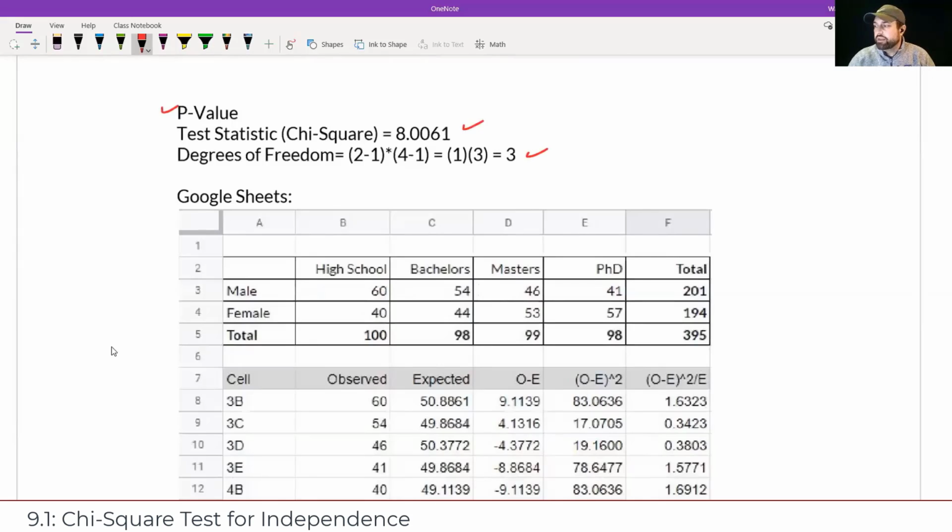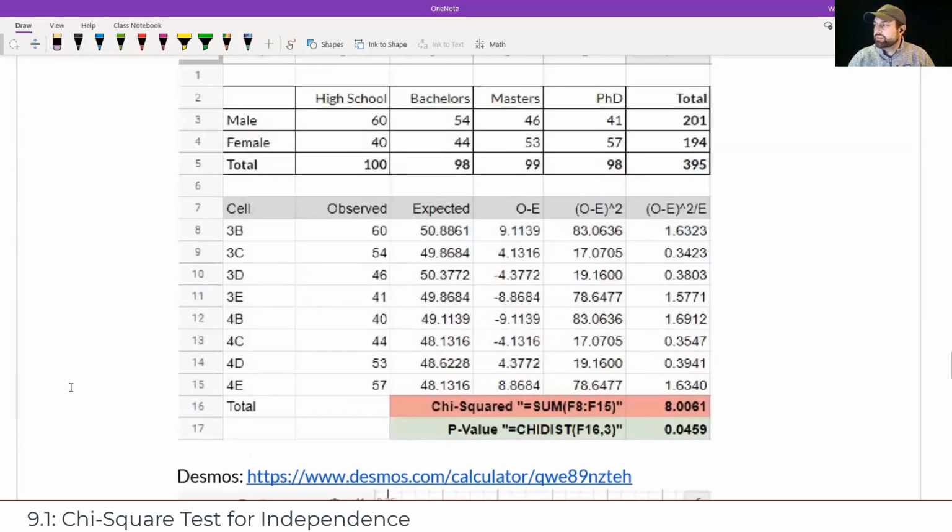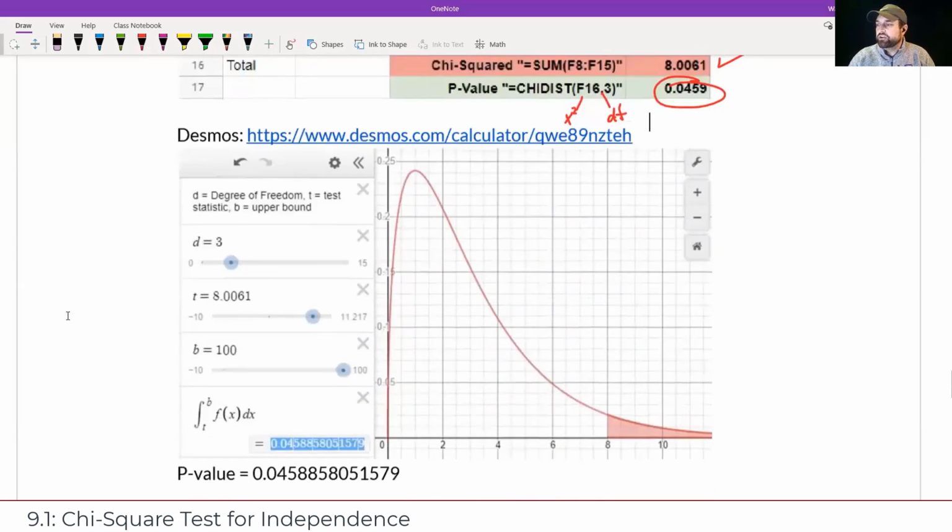We just did that. Doing this all in a Google Sheet looks something like this. And so here's all the calculations in a Google Sheet. This is the sum of all of these values. So this is chi-squared. And then if you use the formula chi-dist, you have to put in chi-squared followed by the degrees of freedom. So this is chi-squared, and this is your degrees of freedom. And it will give you the area right away. So 0.0459.